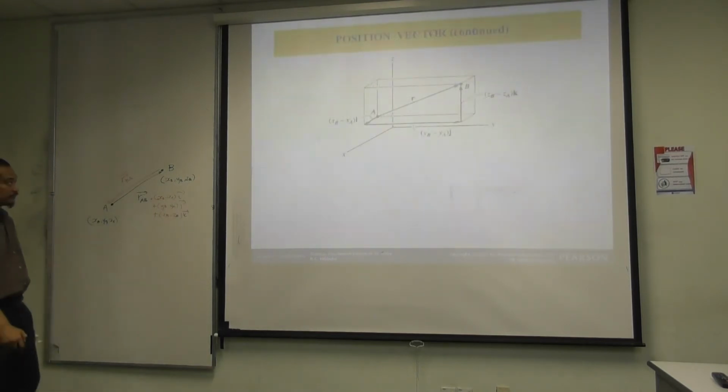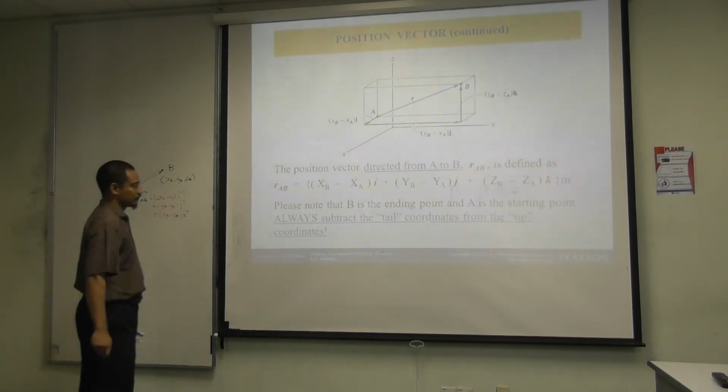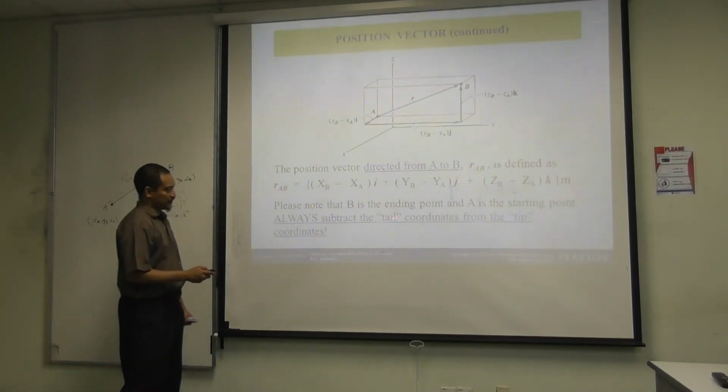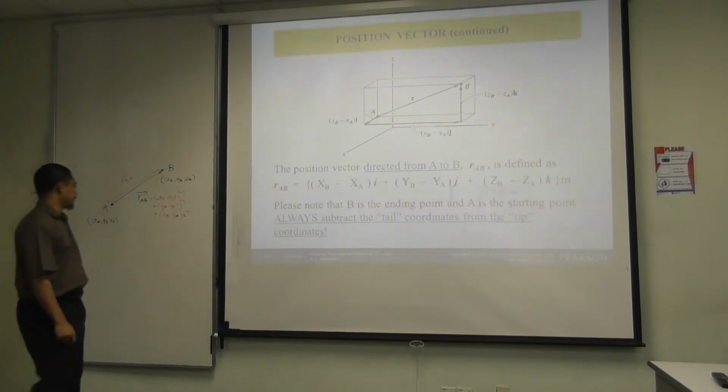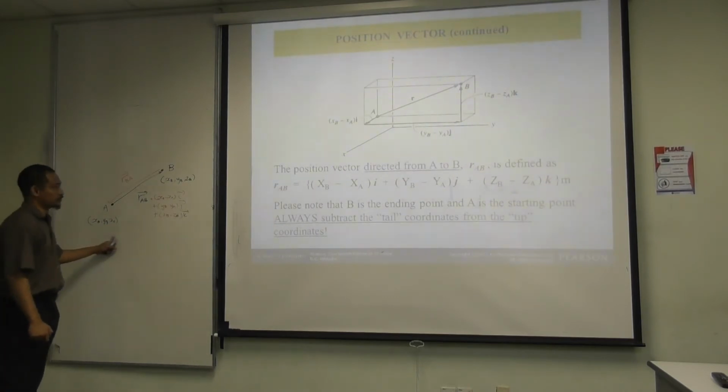So I believe this is nothing new to you, right? We'll get the coordinate. Always subtract the tail coordinate from the tip coordinate, right? In some questions it will already give you the coordinate. In some questions you actually need to determine the coordinate from whatever other information is given. Right? So make sure you know that also.